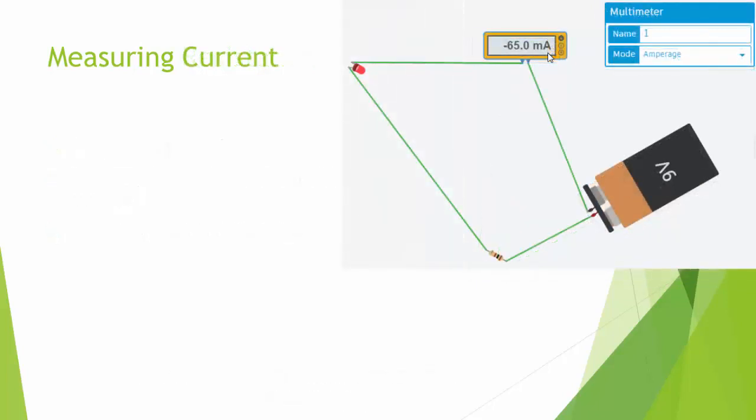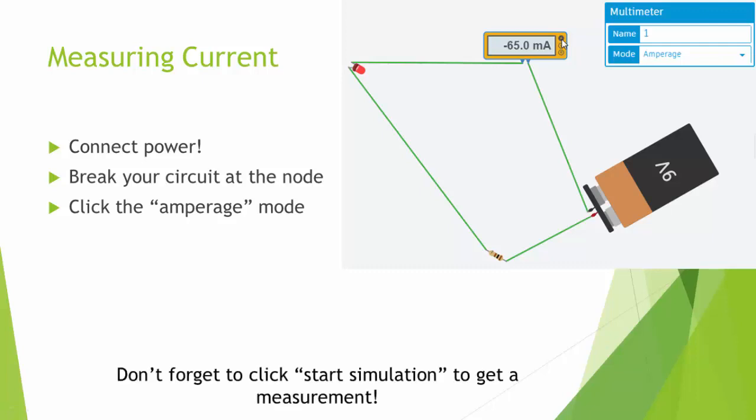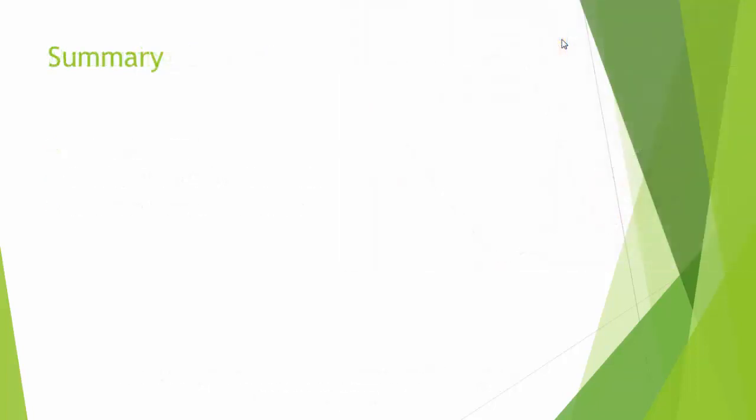Measuring current, a great place to do it because you have no risk of burning out a multimeter when it's a virtual multimeter. Remember, you're going to connect power because there's no current without a potential. Break your circuit. So in this case, I broke my circuit here. It was running from the LED back to the ground, and now it's running through my multimeter. And be sure to click on amperage mode or ohm meter. And once again, if you don't click Start Simulation, you won't get a measurement.